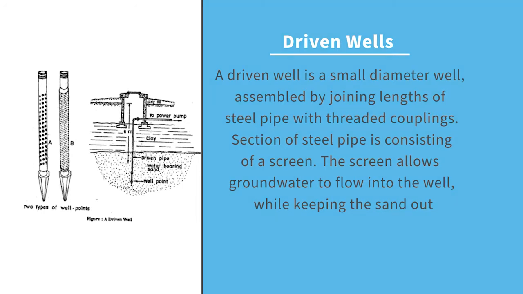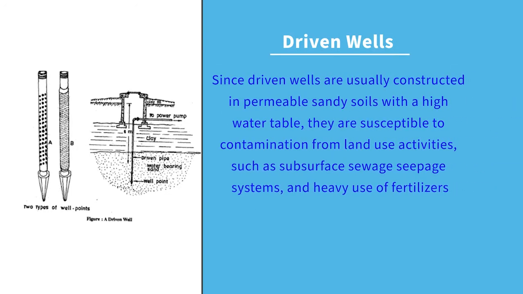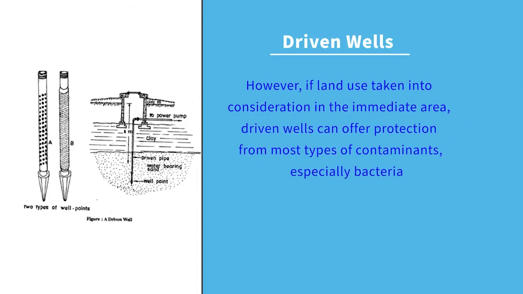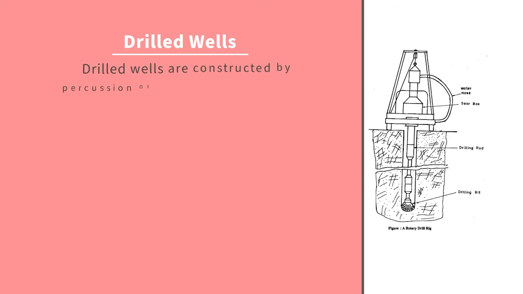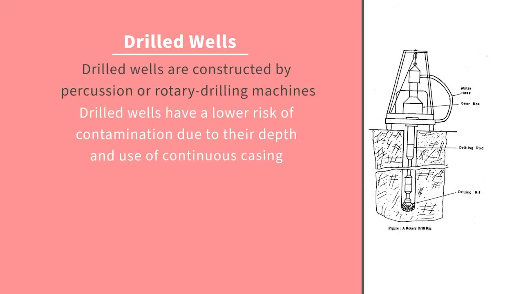The screen allows groundwater to flow into the well while keeping the sand out. Since driven wells are usually constructed in permeable sandy soils with a high water table, they are susceptible to contamination from land use activities such as subsurface seepage systems and heavy use of fertilizers. However, if land use is taken into consideration in the immediate area, driven wells can offer protection from most types of contaminants, especially bacteria. Here is the picture of driven wells, as we have discussed earlier.